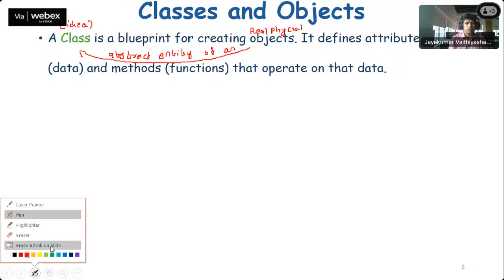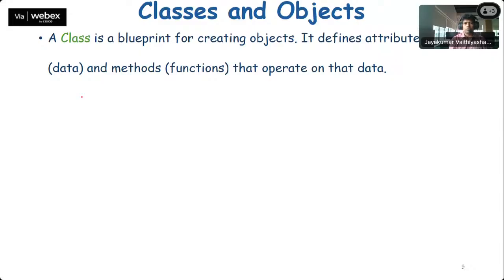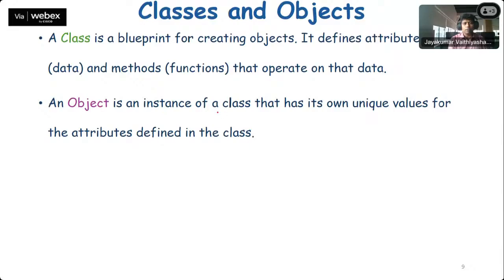So what will a class do? A class will define the attributes, the data, and the methods or functions that operate on the data. An object is an instance of a class that has its own unique values for the attributes defined in the class. An instance is nothing but a copy.